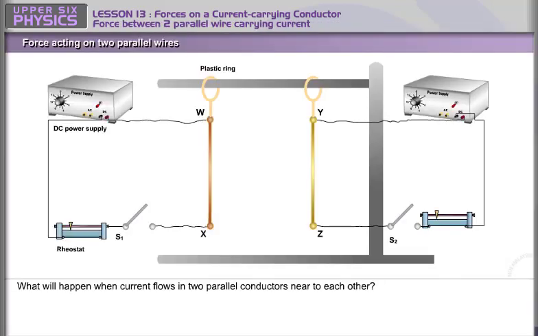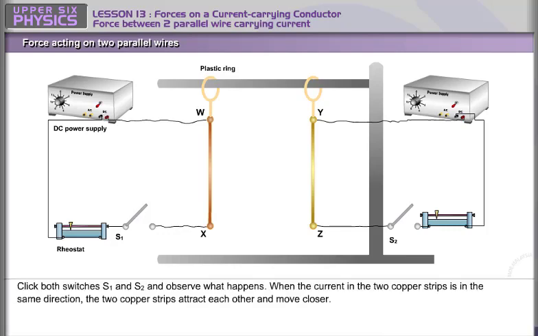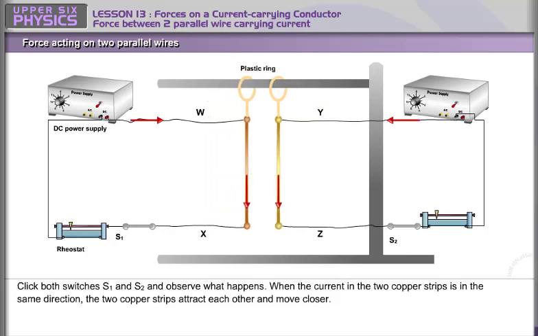What will happen when current flows in two parallel conductors near to each other? Click both switches S1 and S2 and observe what happens. When the current in the two copper strips is in the same direction, the two copper strips attract each other and move closer.